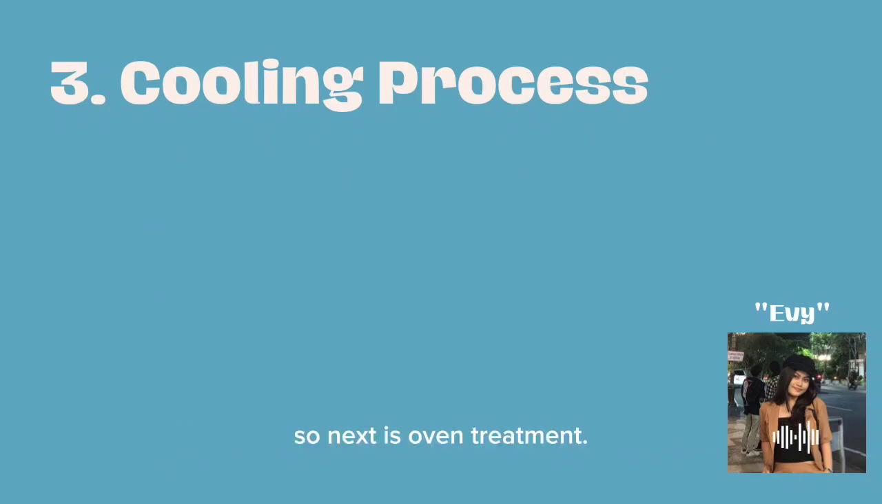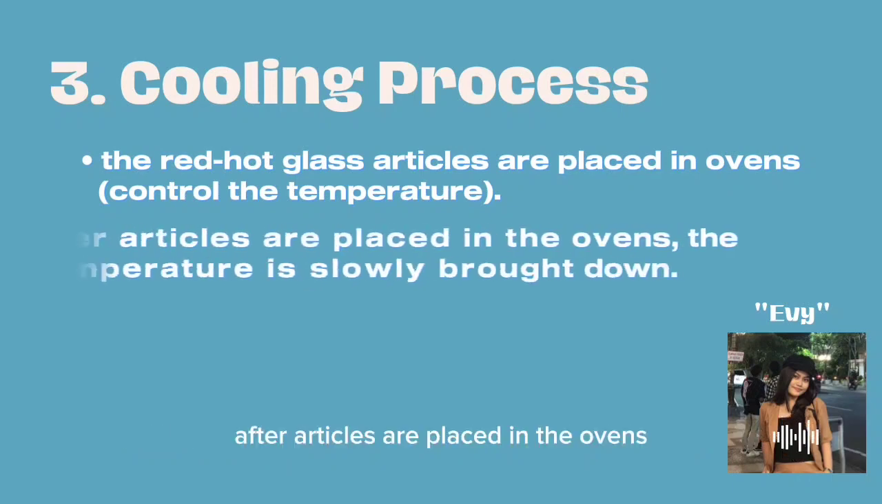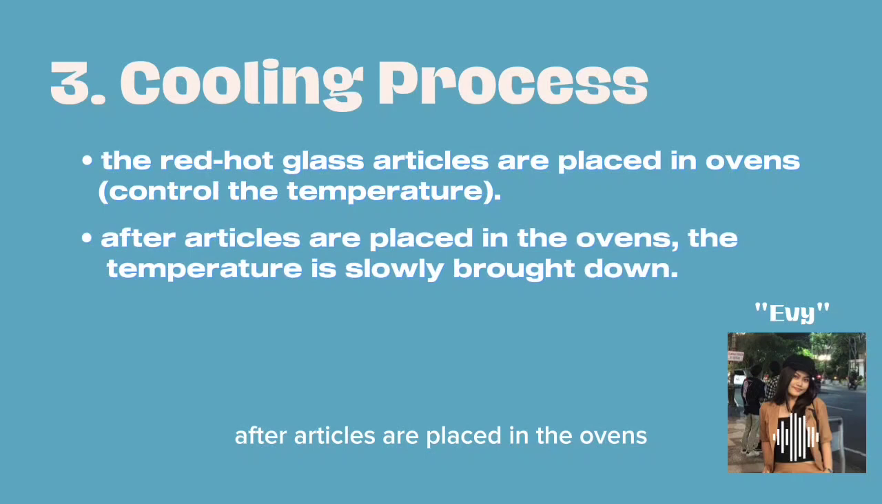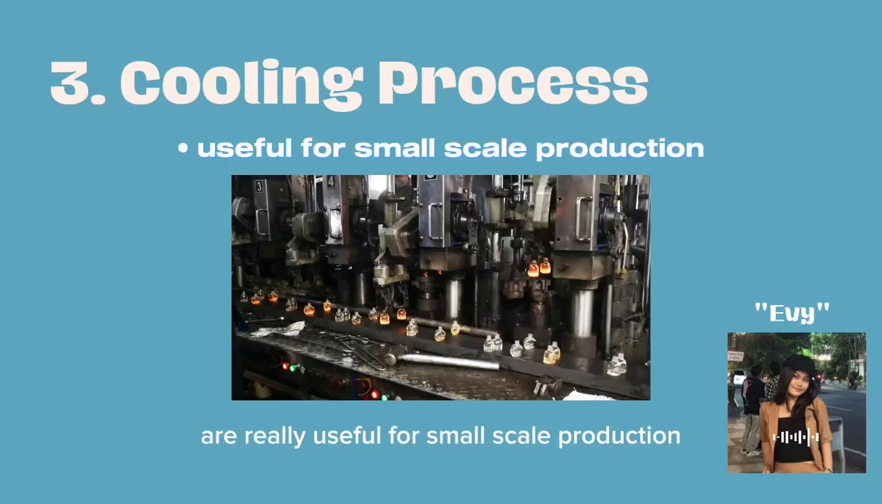So next is oven treatment. In this method, the red hot glass articles are placed in ovens in which arrangements are made to control the temperature. After articles are placed in the ovens, the temperature is slowly brought down, and this method is really useful for small scale production.